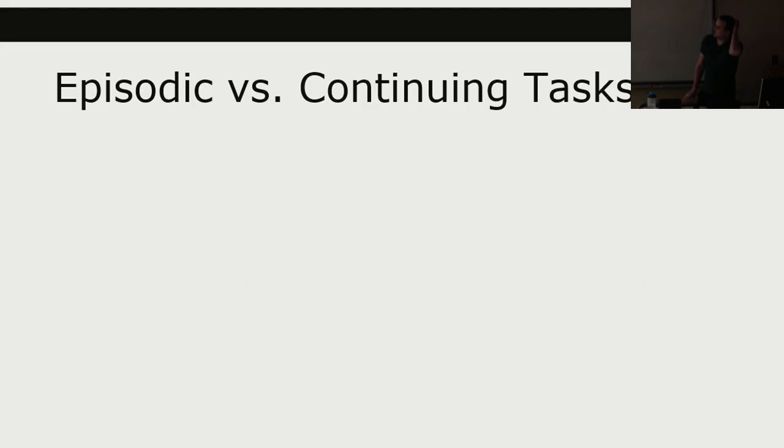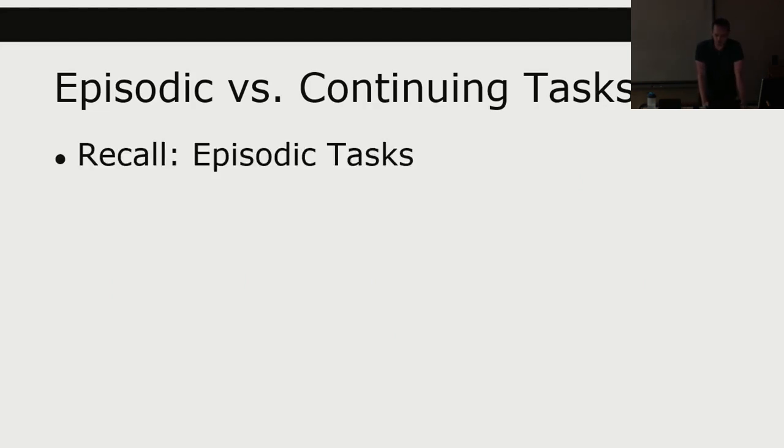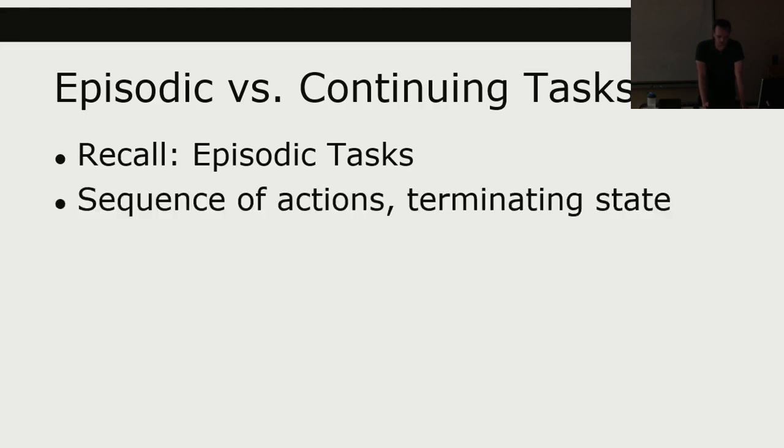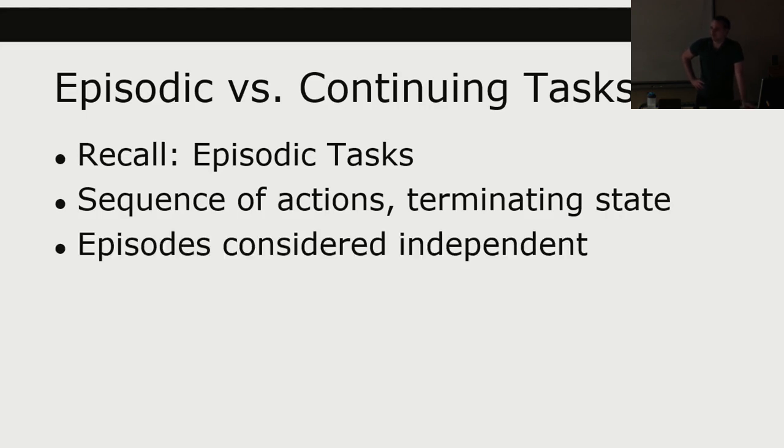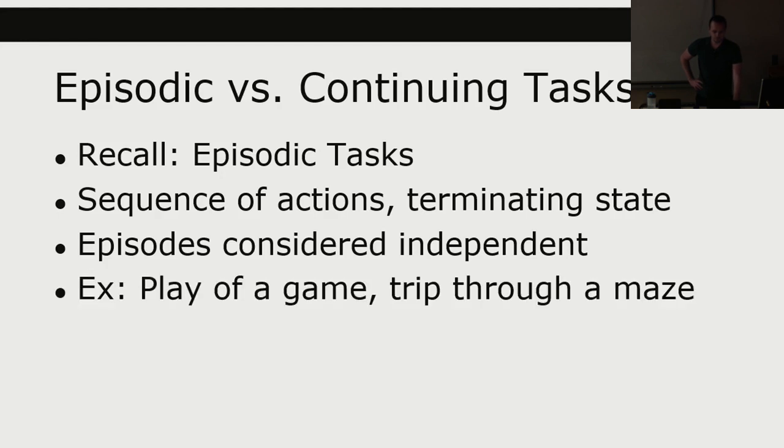Now, I'm going to introduce another concept, which is continuing tasks. We talked about episodic tasks. Episodic tasks are when we have a sequence of actions and then there's a terminating state, and so these episodes are considered independent. For example, a play of a game. If we're playing blackjack or poker, we may have an episode being one hand of that game of cards. The dealer deals, we have some bets, and at the end someone will win or lose, and then the episode will go away, and then we have another episode.